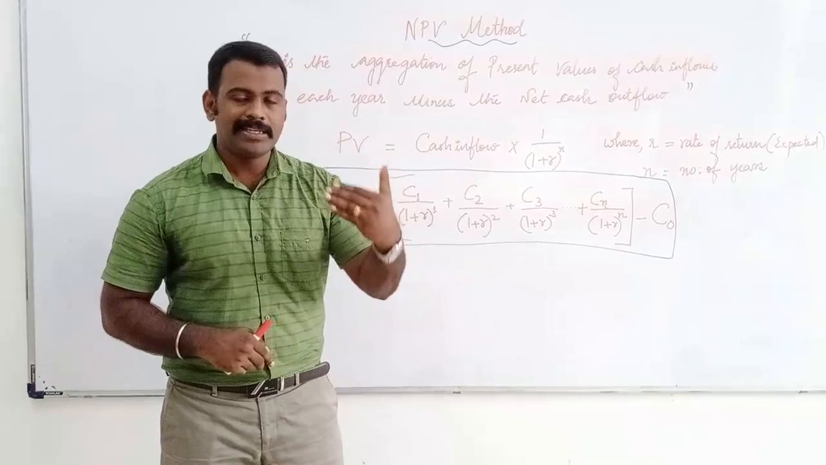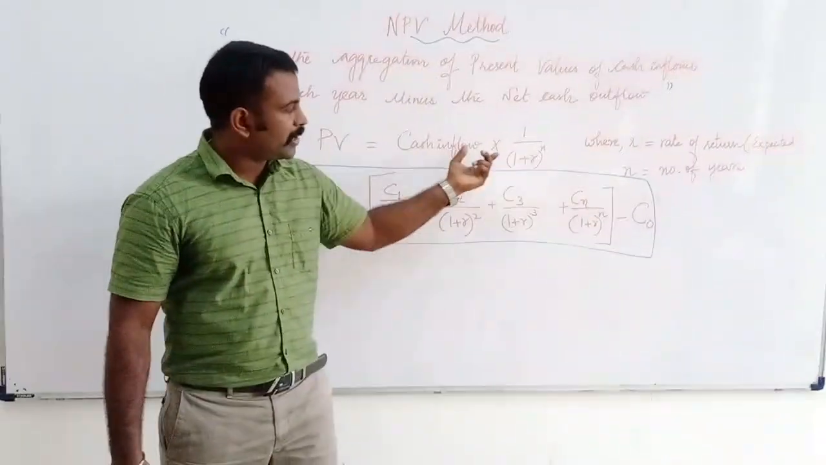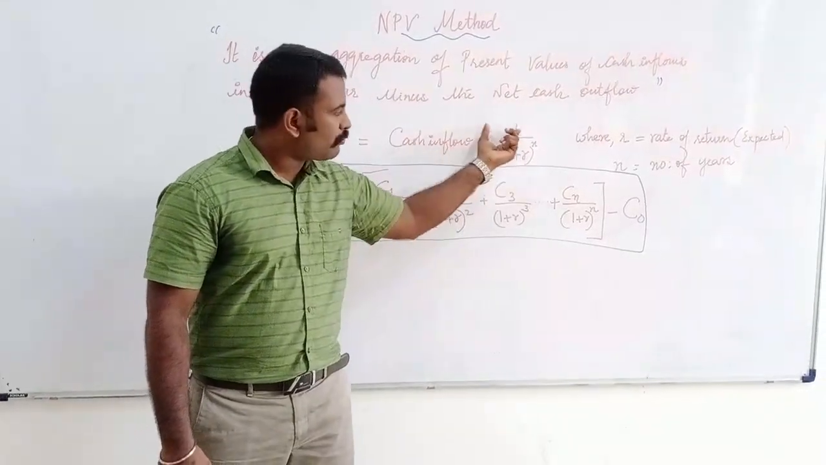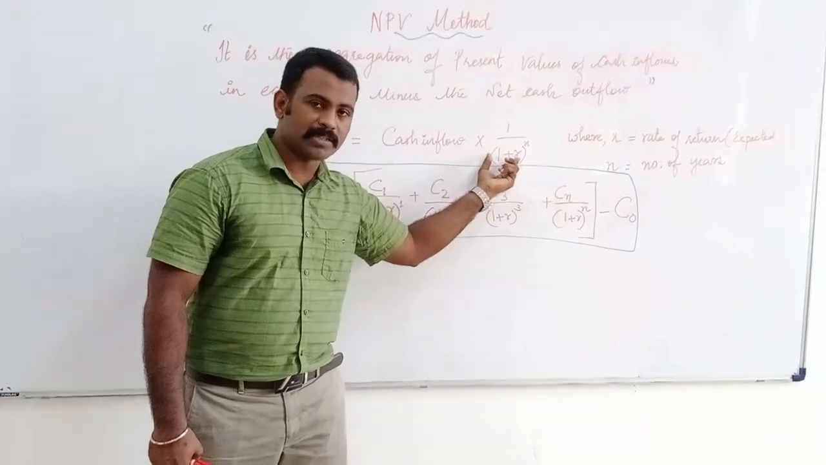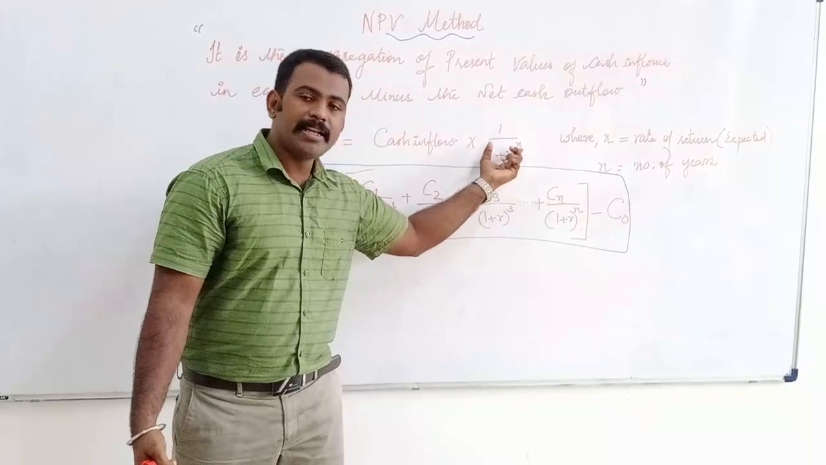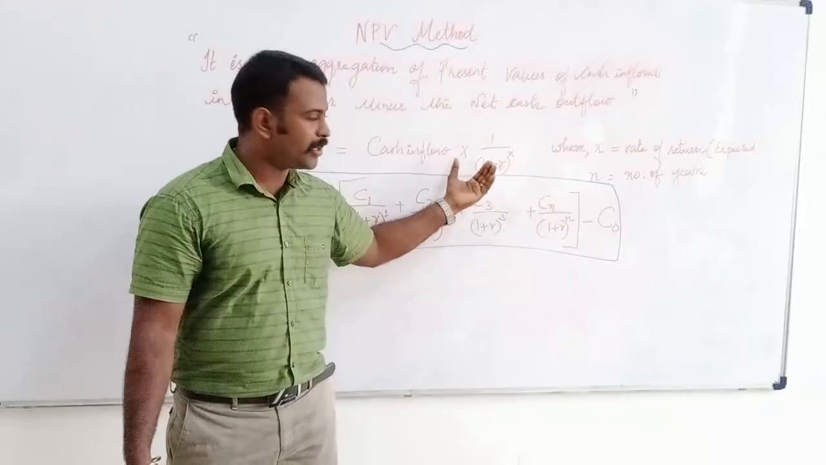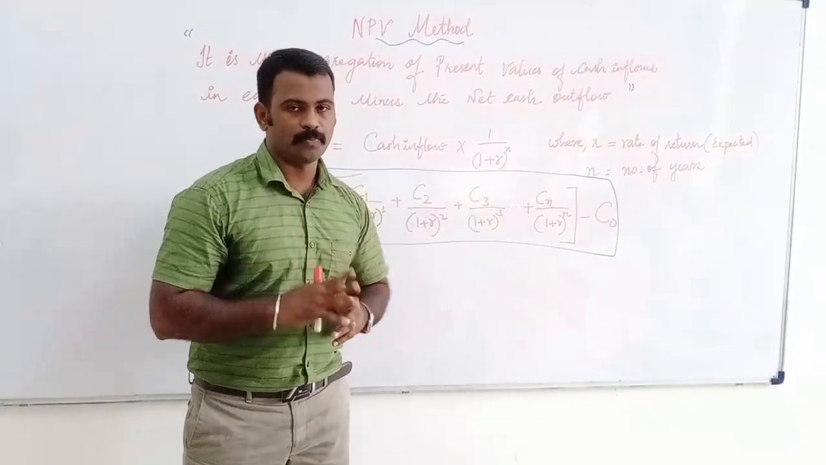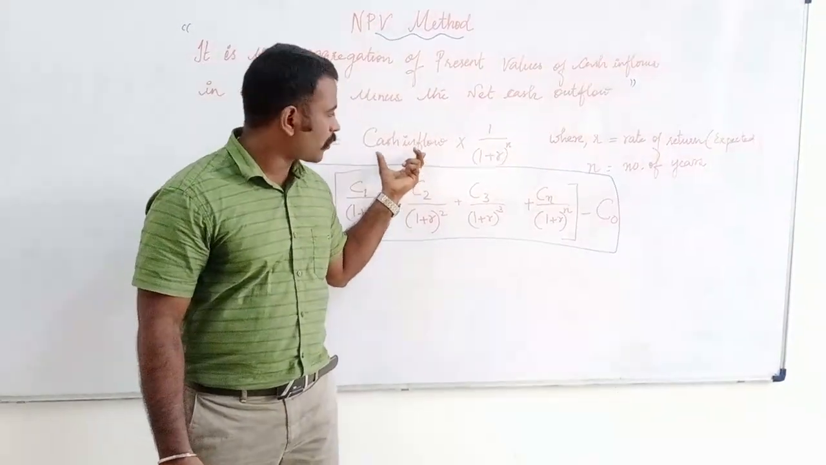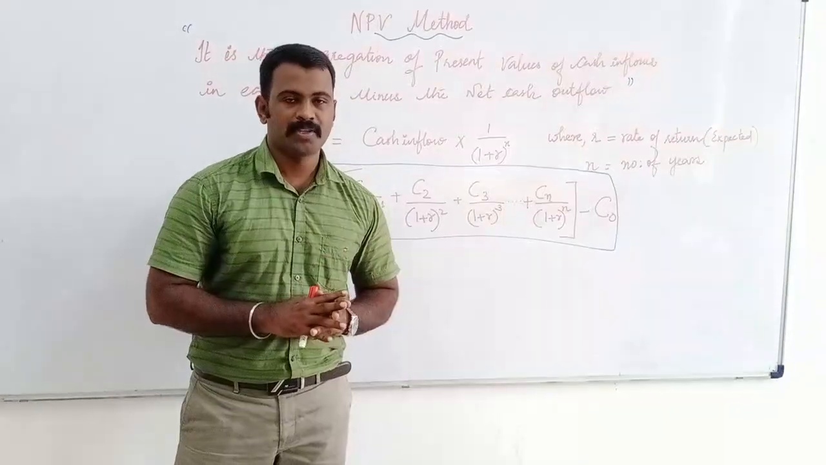If we are finding the present value of the cash inflow we get in the first year, the equation will be the cash inflow of the first year into 1 divided by 1 plus the expected rate of return. It may be 10 or it may be 15, etc. And n is 1, because it is the cash inflow of 1 year. If it is in the second year, this n will be 2. So that is the equation for finding present values of cash inflow: cash inflow into 1 divided by (1 plus r) the whole raised to n.